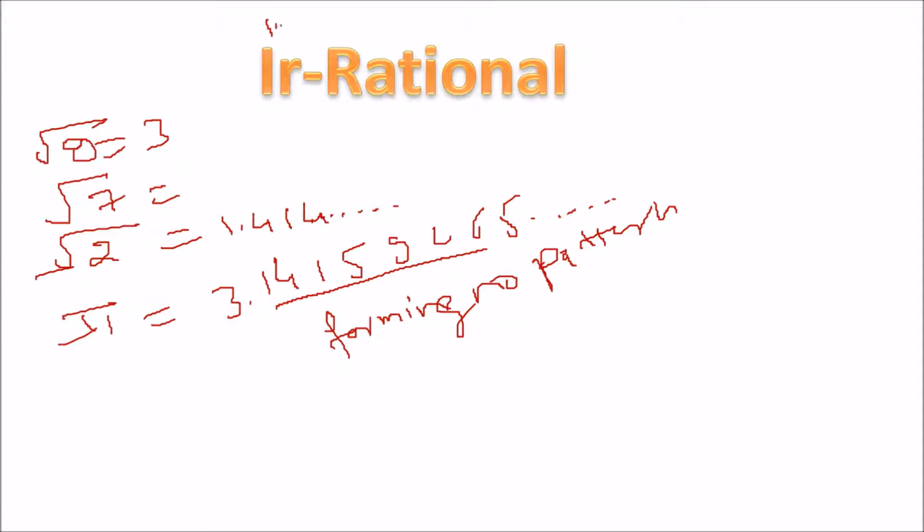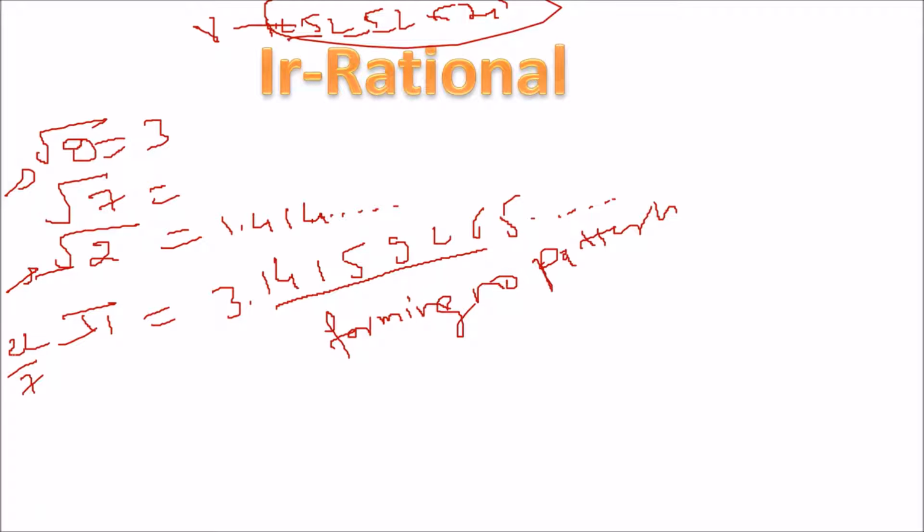Even if you have 1.25, 25, 25, 25, if this 25 keeps recurring, then we say it is a rational number. But if these numbers are not forming any pattern, they are irrational numbers. Same is true with under root 2. If somebody tells you pi is 22 by 7, you must not believe it, because pi is not 22 by 7. It is approximately 22 by 7. So pi is like this.